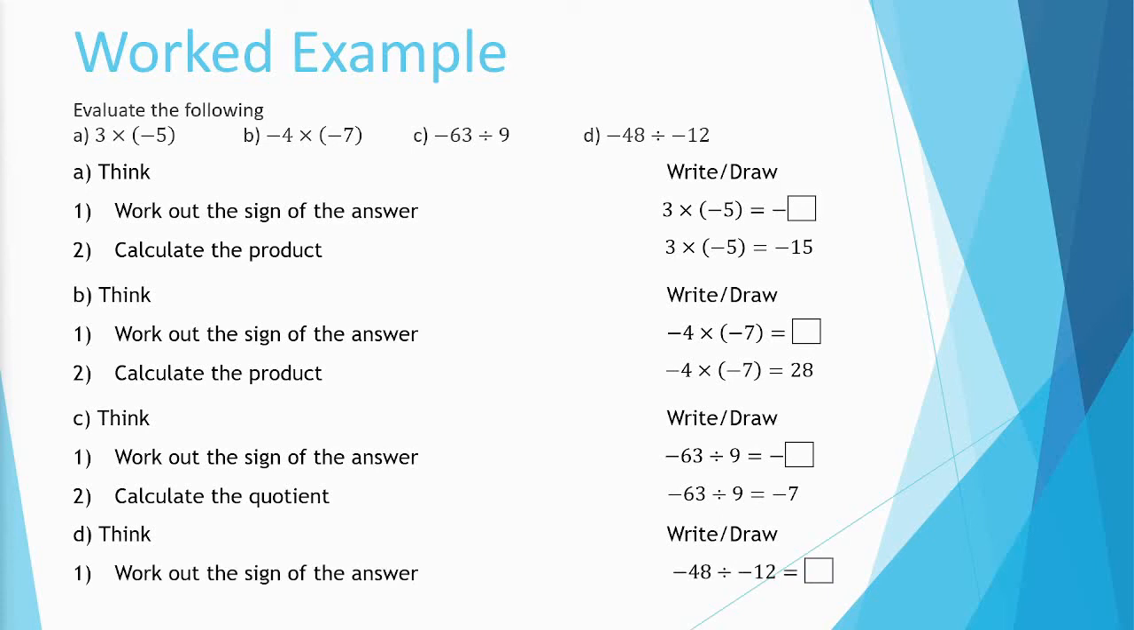So I'm going to write down my negative 48 divided by negative 12, and I'm going to work out the sign, and because it's two negatives, I know the answer is going to be a positive, so I don't need to write that sign in. Now I need to work out that quotient again, and I can see that 48 divided by 12 is 4, so negative 48 divided by negative 12 is 4, and I'll write that into my book for my teacher.